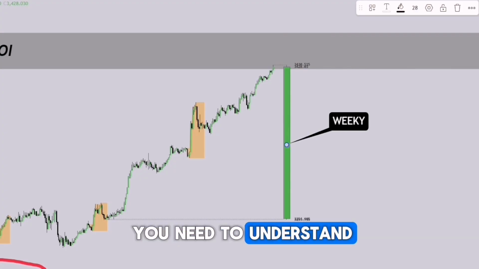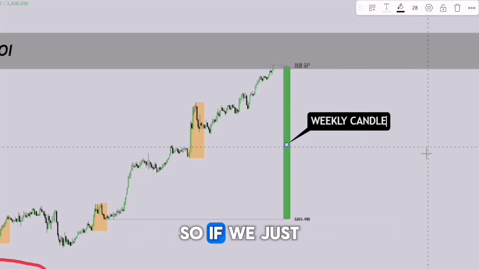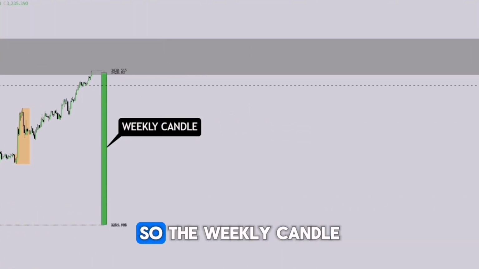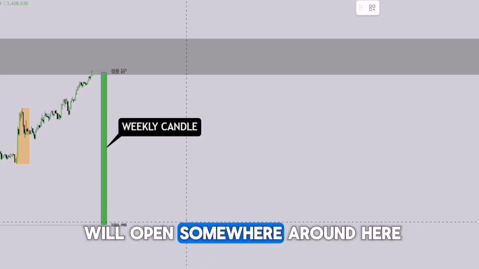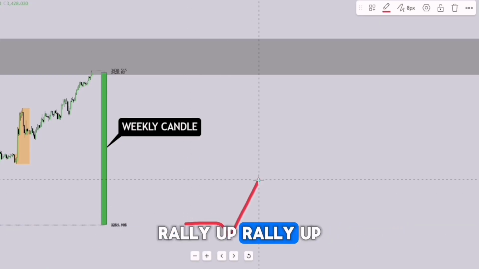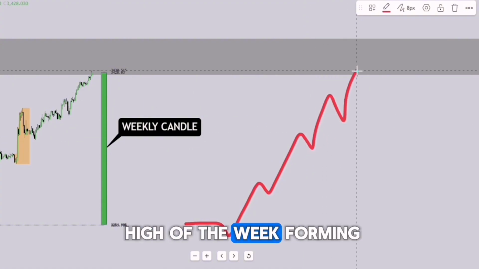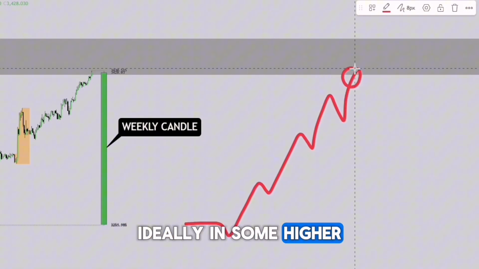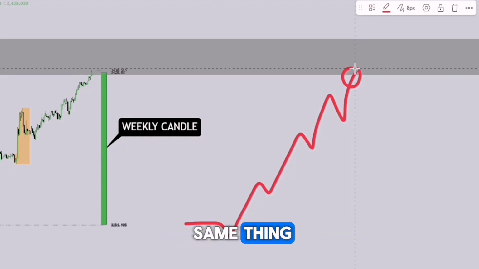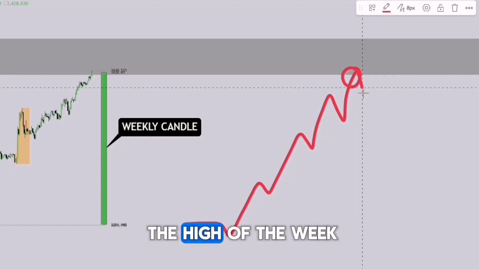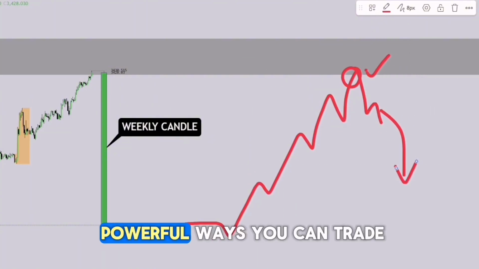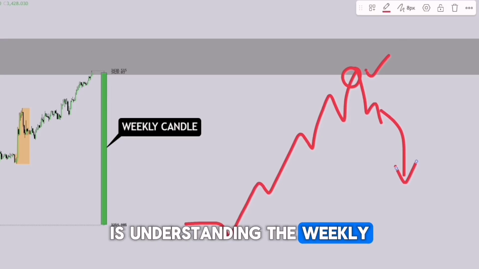So what do you need to understand from a swing trading perspective? If we take this over to the side, we want to understand how a candle forms. The weekly candle will open somewhere around here. We will see price rally up, rally up, rally up. We will see the high of the week forming ideally in some higher time frame level, higher time frame premium, resistance area, kind of all the same thing. And then from here, we're going to be anticipating the high of the week before trading back down to the weekly opening price. One of the most powerful ways you can trade is understanding the weekly opening price.